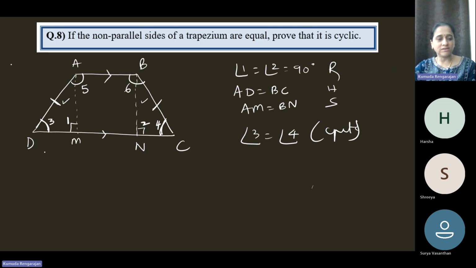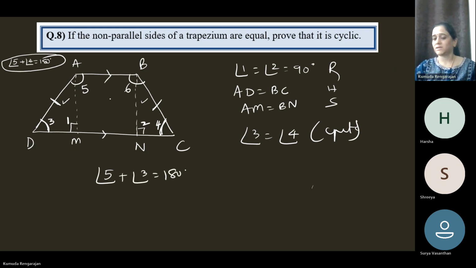So our intention is to prove that angle 5 plus angle 4 is 180. Correct? 5 plus 4 is 180. Opposite angles are supplementary, so it's cyclic. We want 5 plus 4, but we know 5 plus 3 is 180. Why? Allied angles or co-interior angles. Now you want 5 plus 4, and 3 is equal to 4. So replace 3 with 4. 5 plus 4 is 180.